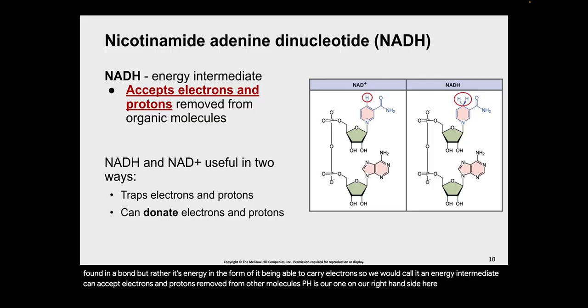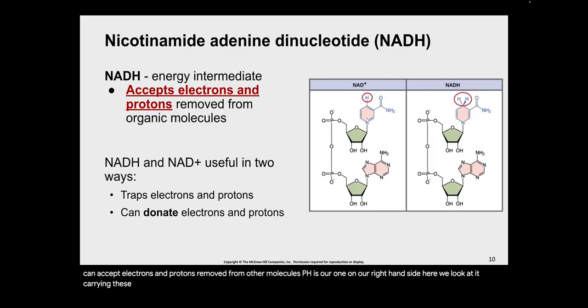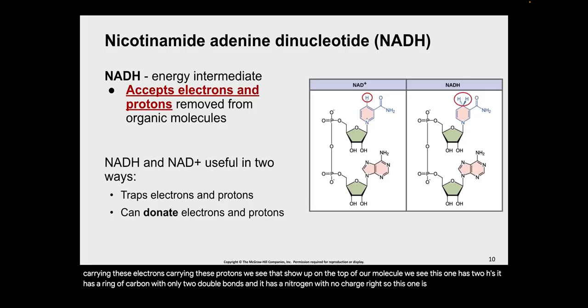Right? If we look at it carrying these electrons, carrying these protons, we see that show up on the top of our molecule. We see this one has 2 H's. It has a ring of carbon with only 2 double bonds, and it has a nitrogen with no charge. Right? So this one is currently carrying energy. When NADH releases that energy, releases the protons, releases the electrons, it turns into NAD+.